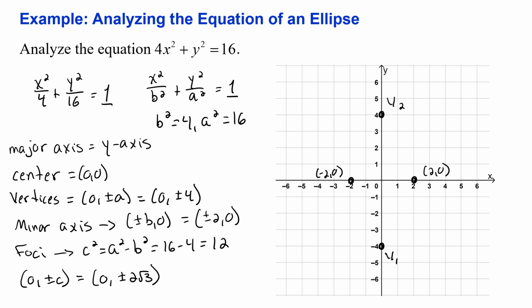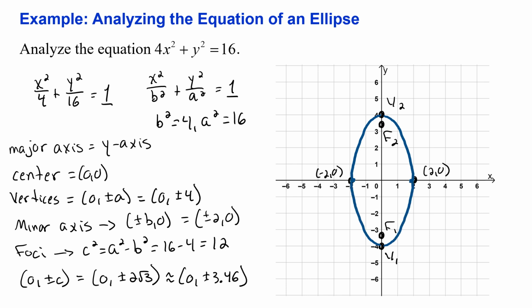Now, to know exactly where to plot these points, I could take out a calculator and find that this would be 0, plus or minus 3.46. So let's plot these 2 points in the plane. Again, the point below the center we will denote as f sub 1, and the point above the center we will denote as f sub 2. So finally, let's connect both the vertices to each of the endpoints of the minor axis with a smooth curve. And we have now graphed the ellipse and provided all the information required to analyze the equation.